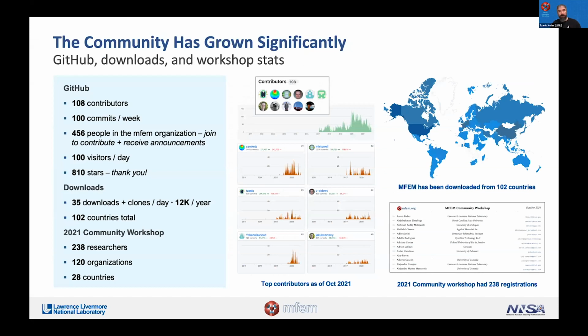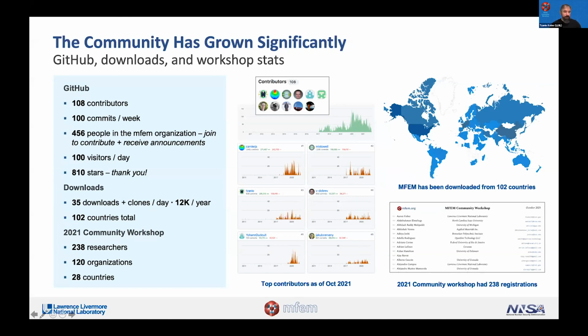With the growth of the project and the software library, the community has also grown. Aaron already mentioned some of that. On GitHub, we have 108 contributors to the master branch. We're getting about 100 commits per week. The MFEM organization has 456 people, the last time I checked. Please join that if you want to contribute. That's a requirement, actually. And also, that's a good way to receive announcements. We basically use that organization as a mailing list.